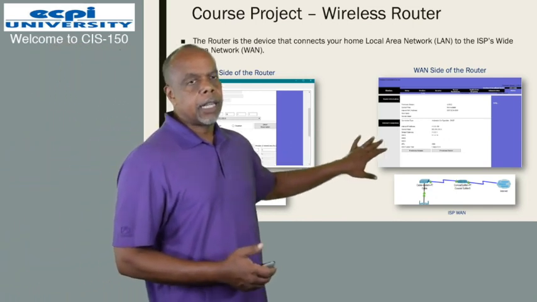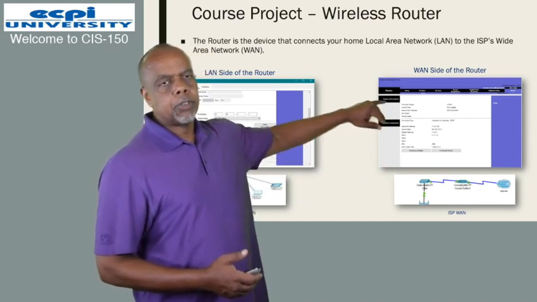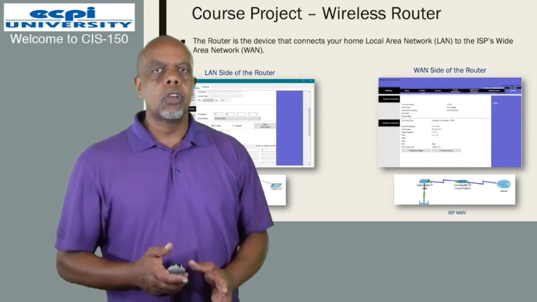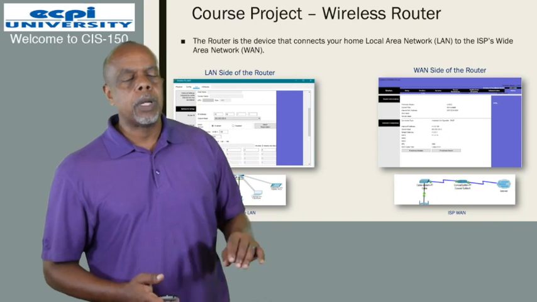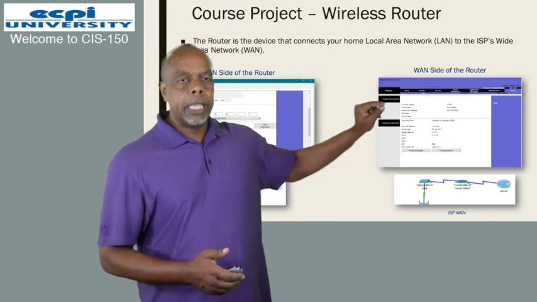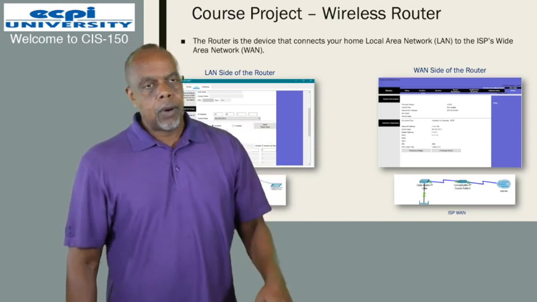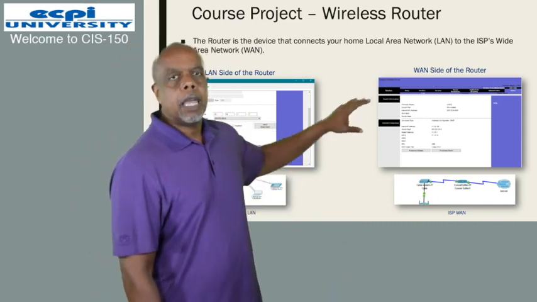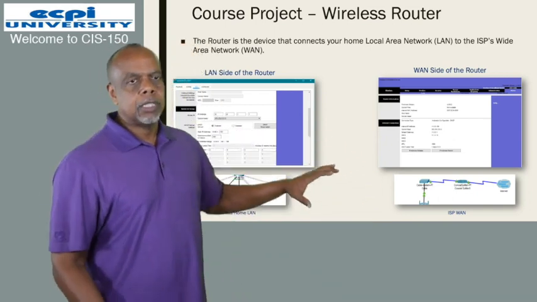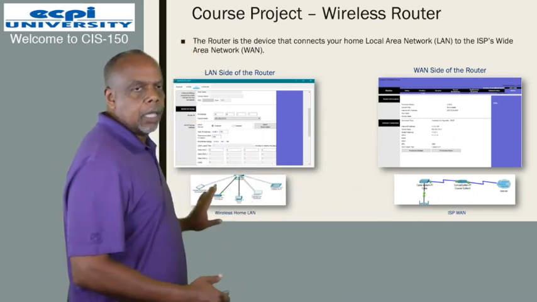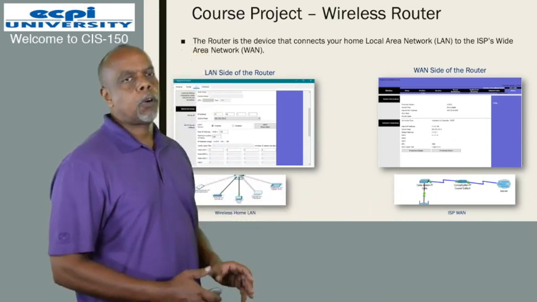Now, on the other side of that router is the WAN side. This is where you get the IP address from your internet service provider. And in this example, I think that's 11.0.0.100. That is the IP address that Cox Cable, or Verizon if you got Fios, whoever it may be, provides you. So that router sits in the middle, and it's what connects this LAN with this WAN. That is the purpose of the router.